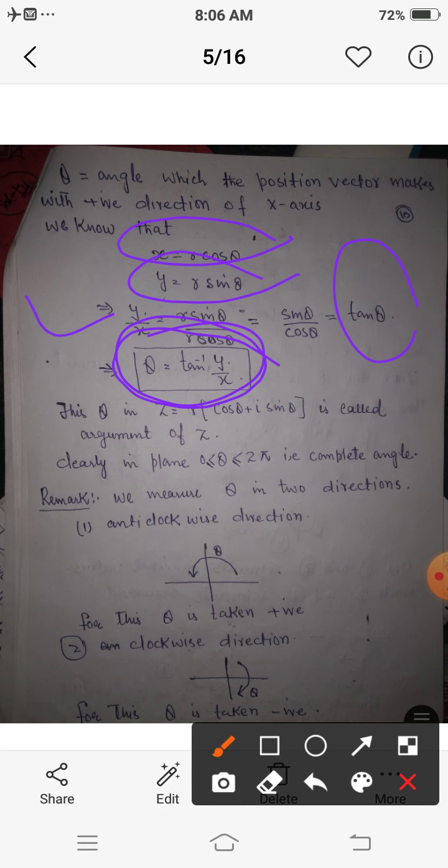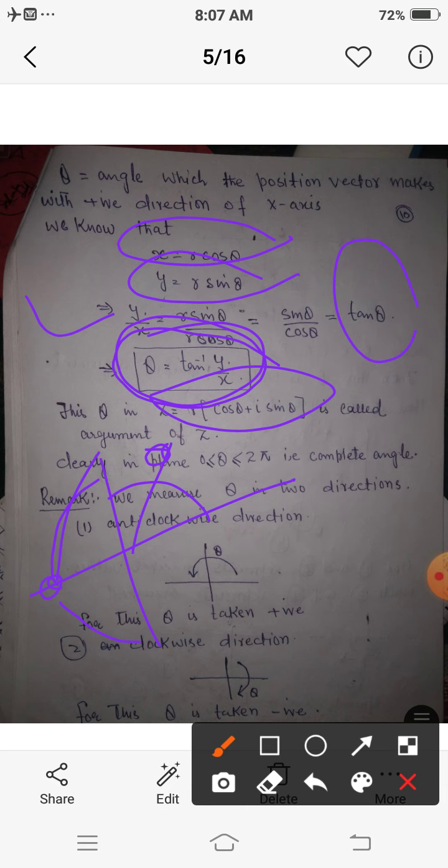So if we have the Cartesian form of the complex number, we know the real part and the imaginary part, we can find its modulus, that is r = root x square plus y square, and this theta, which is simply tan inverse y upon x. Now this theta in this polar form is called the argument of a complex number. Suppose here the value of theta is between 0 and pi, in the second interval, it is from 0 to pi.